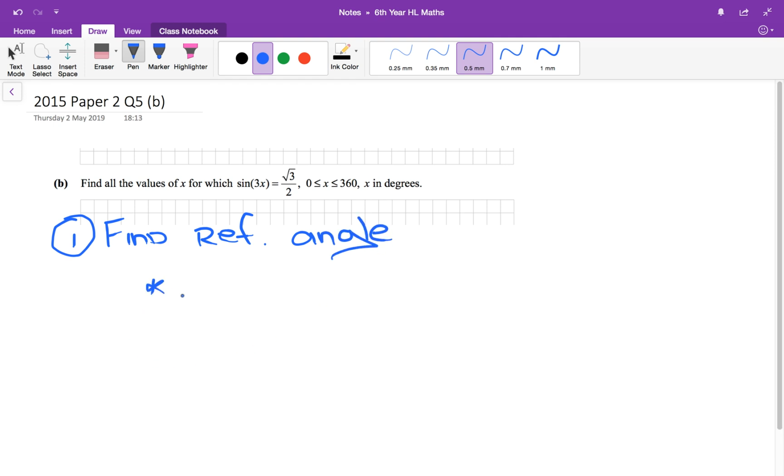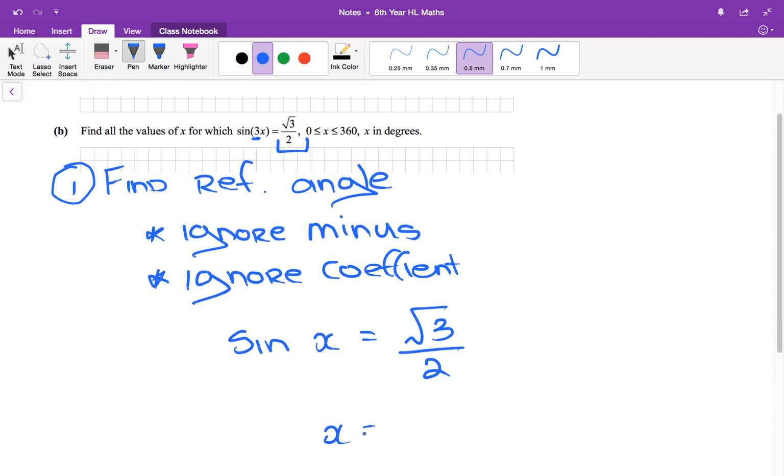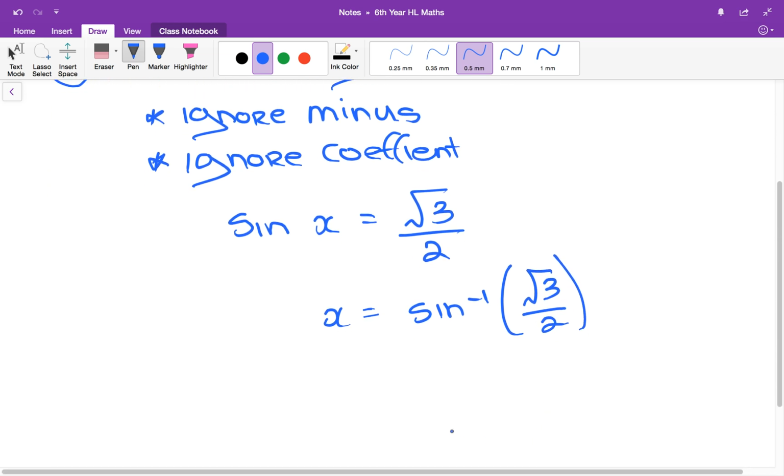In this step, if there were a minus in front of this number, there isn't in this question, but if there were, in this first step you would ignore it. And if there's a coefficient on the angle, which in this case there is, for step 1 you also ignore it. So you just use the sine, the x, and the answer to find the reference angle. You bring the sine across and it becomes sine inverse of square root of 3 over 2, and type that into your calculator and you'll get 60 degrees.